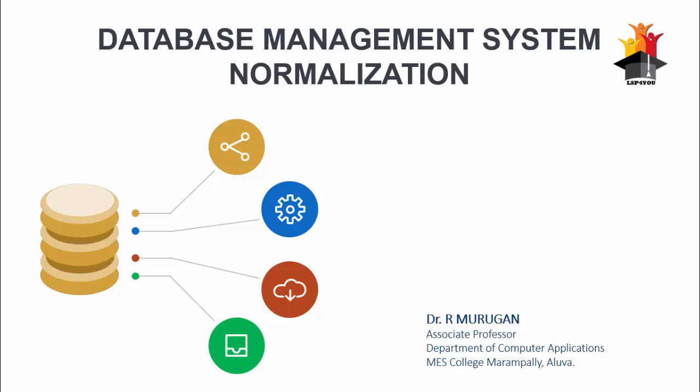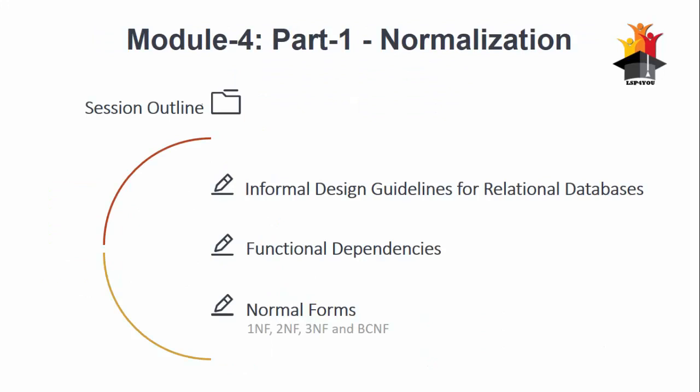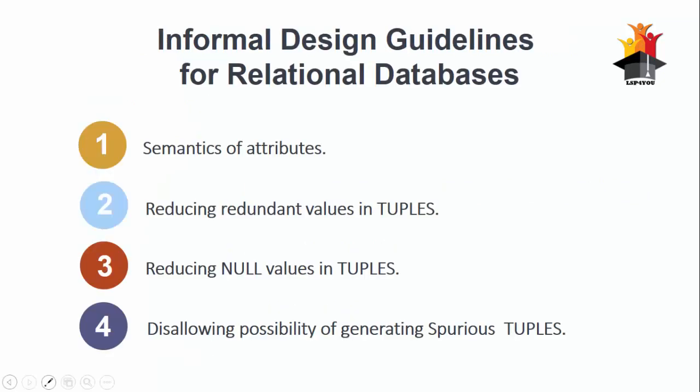In this video, we discuss normalization based on the syllabus of second semester BCA program of Mahatma Gandhi University, Kottayam. The topics covered are informal design guidelines for relational databases, functional dependencies, and normal forms, which includes 1NF, 2NF, 3NF, and BCNF. Let us first focus on the informal design guidelines for relation schemas.